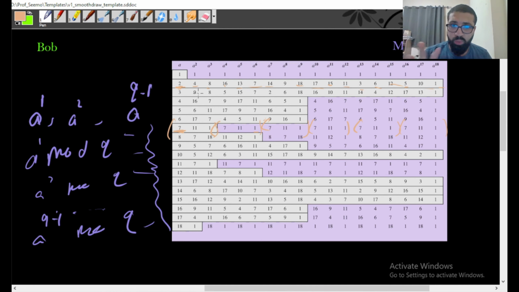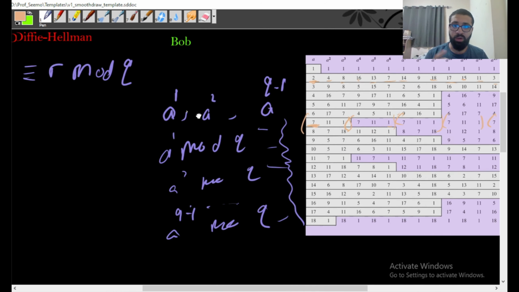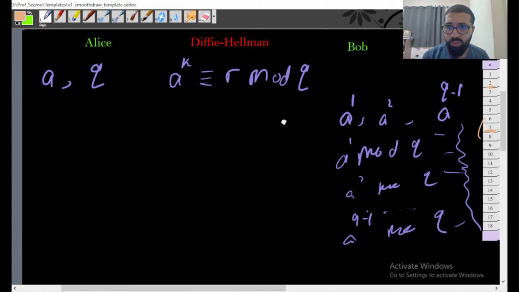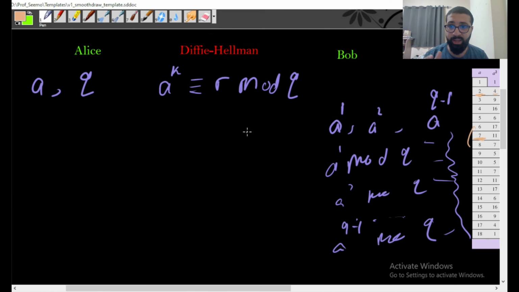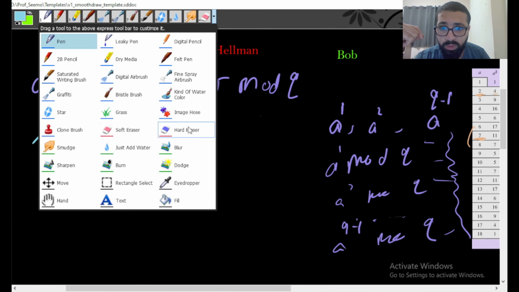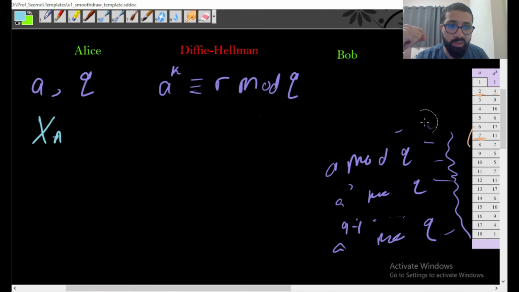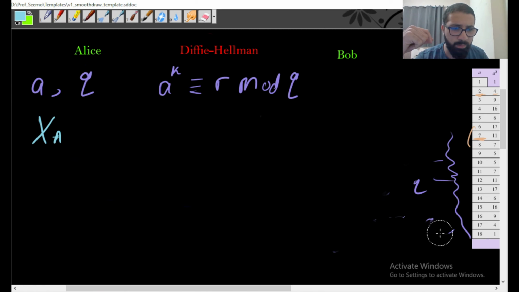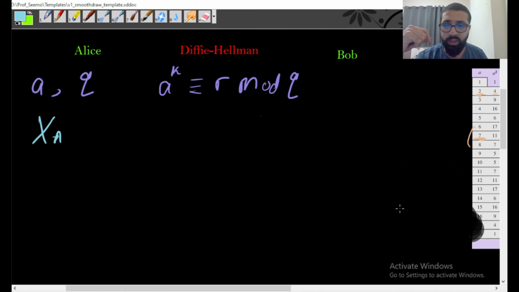Yeah, this is why we take primitive roots, to have a larger set of numbers. So now that we have agreed on A and Q, let's move to selecting our private keys. Alice will have a private key, XA, and Bob will have his own private key. Here we have the private key of Bob and the private key of Alice.